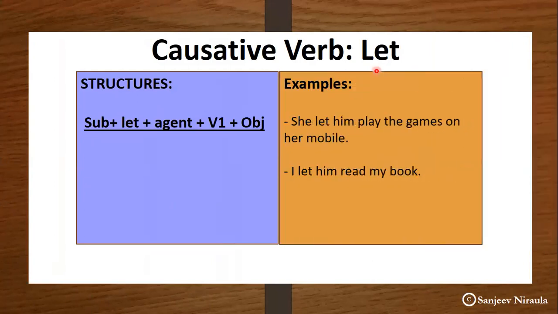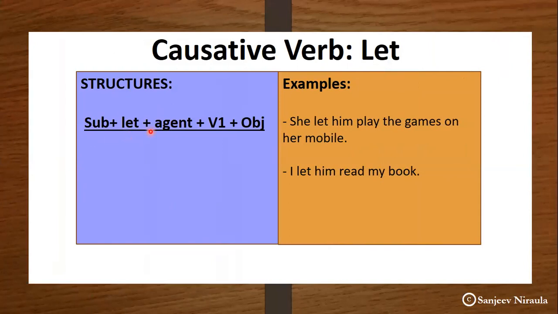For instance, let's see the structure. Subject, let, and if agent is given, we are always using verb 1. So I let him play the games on our mobile and I let him read my book. Here, one thing I would like to remind: after make, after have, and after let, with these three causative verbs, once again, let me remind, make, have, and let, we are using verb 1. And in passive sentence with have and get, for example, I have my hair trimmed, verb 3rd. I got my hair trimmed, again verb 3rd.